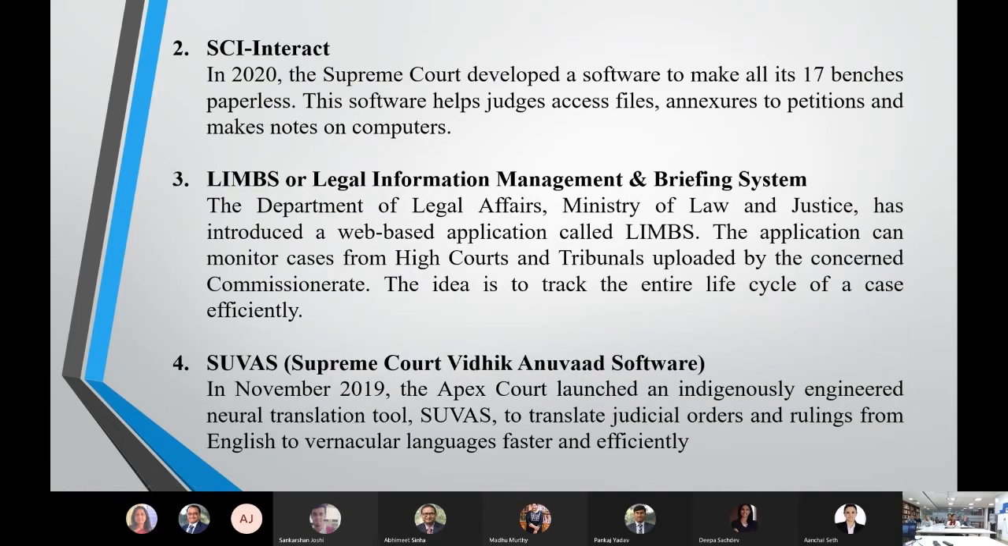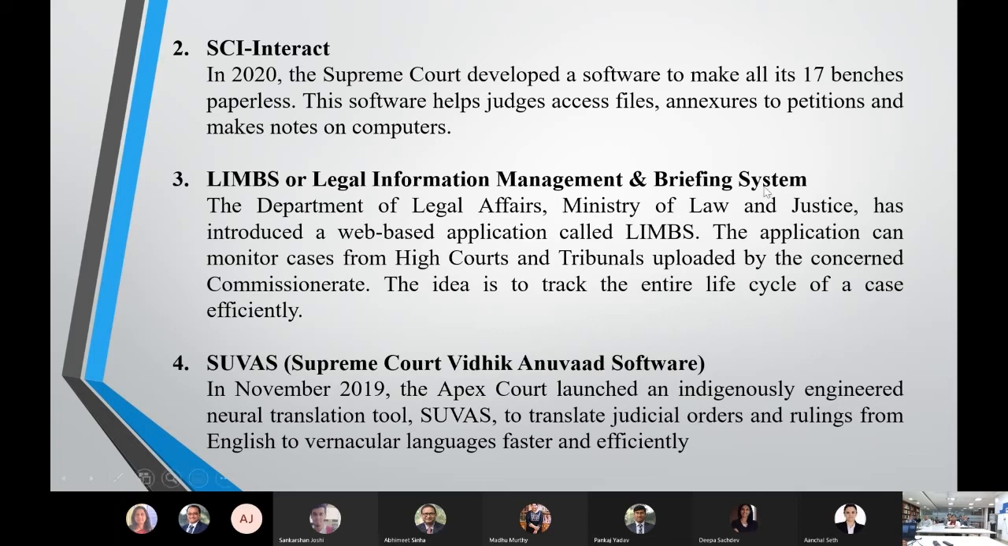The second software developed by the Supreme Court, in May 2020, is called SCI Interact. By this software, which is made available to all the benches of the Supreme Court, it helps the judges to access the files and the annexures and to make notes on the computer. As per my information, as of now, this is in the Supreme Court. I have yet to come across how the High Court is using it.